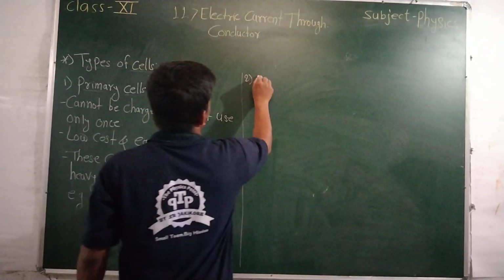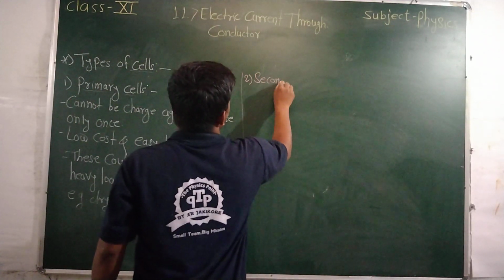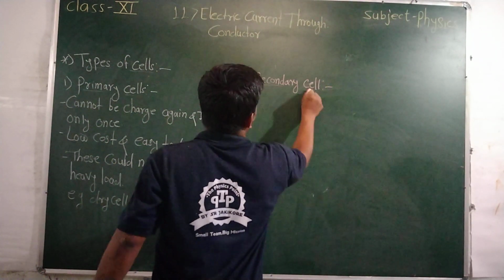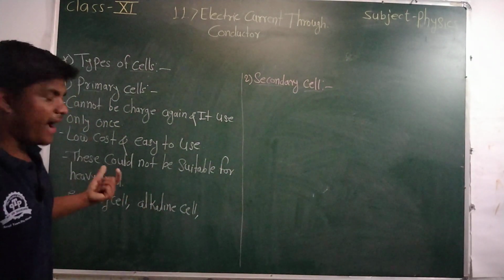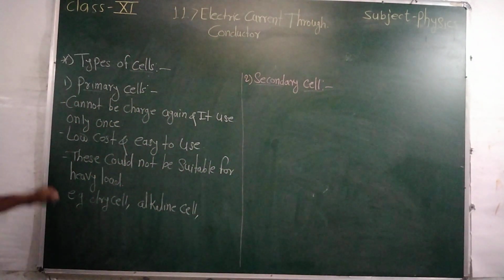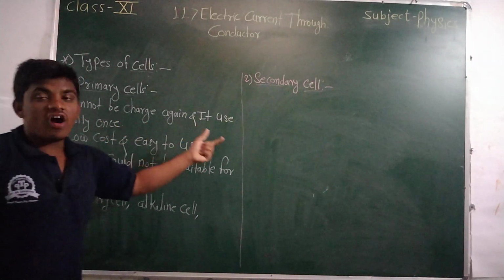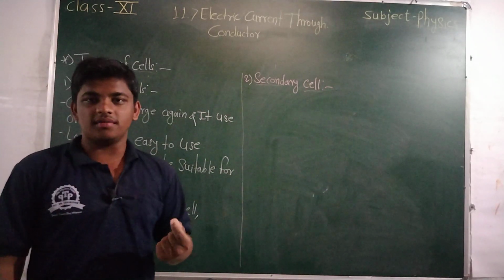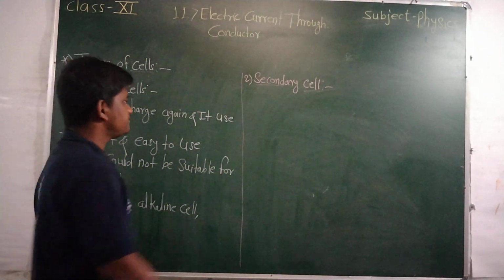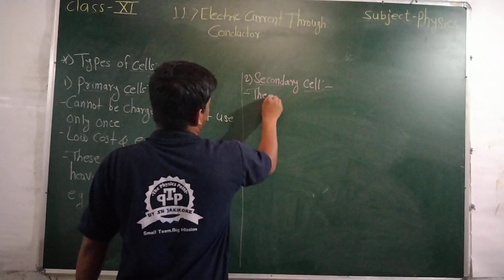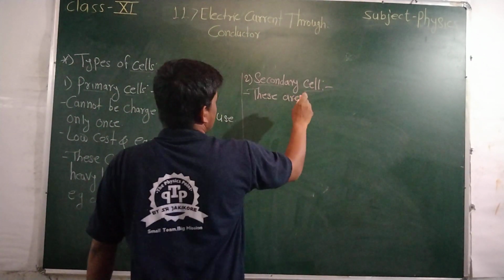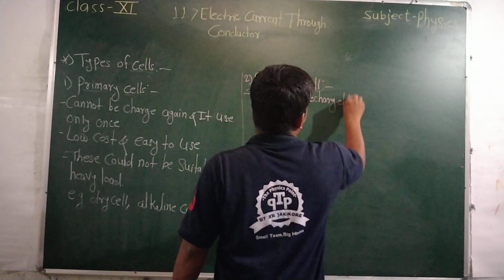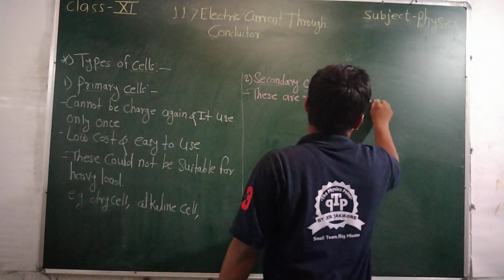Now the second type: secondary cells. In secondary cells, some factors are reversed compared to primary cells. They are rechargeable and can be used again.